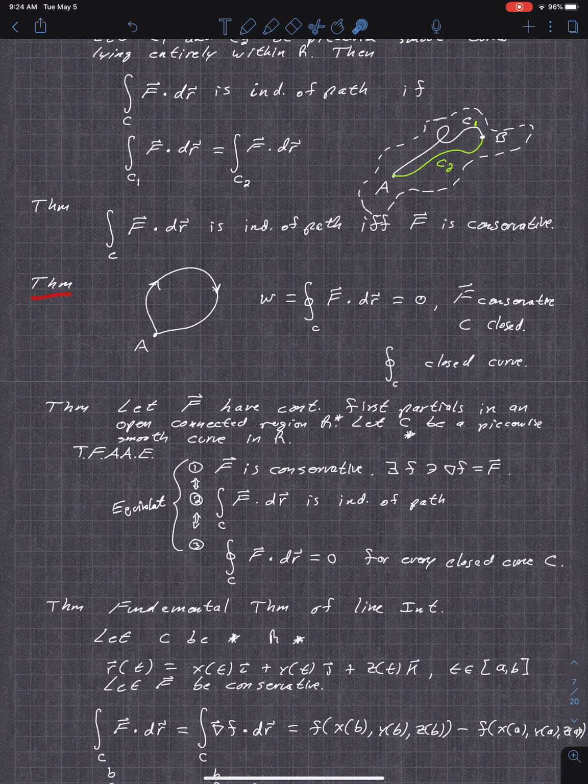Next theorem has to do with a closed path. That's what this circle means right here. That means a closed curve. So work done on a closed curve, if the integral of F dot dr is 0, that means F is conservative. Okay, and that means closed curve.